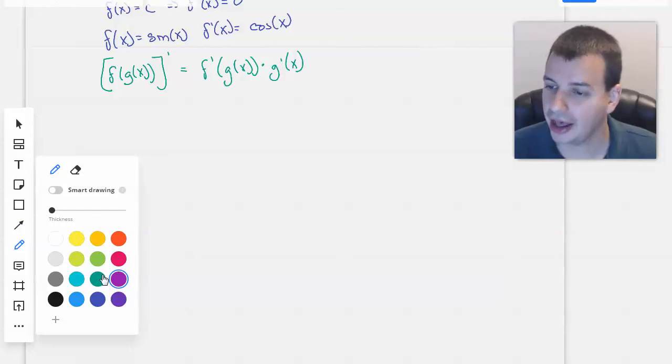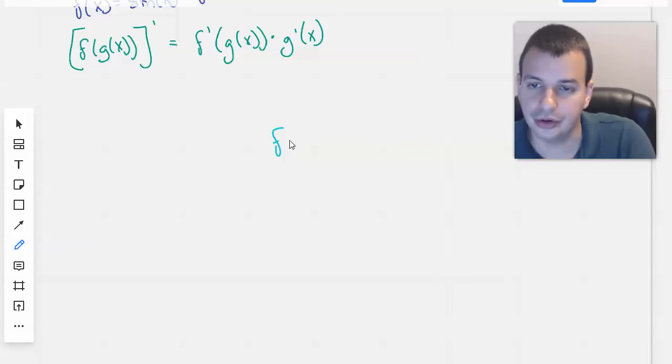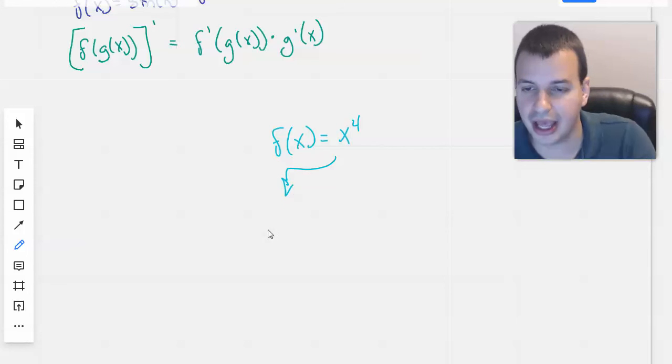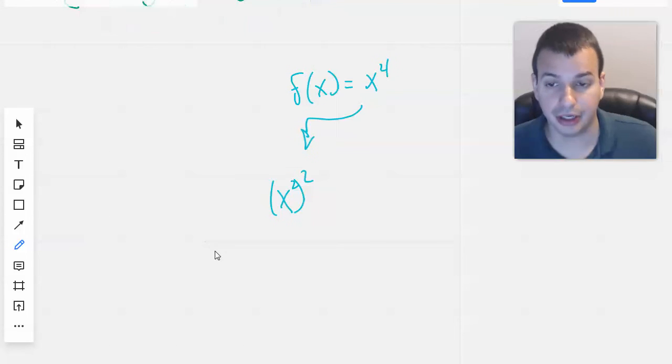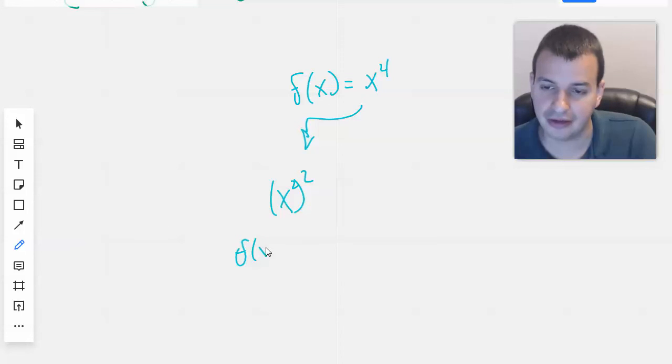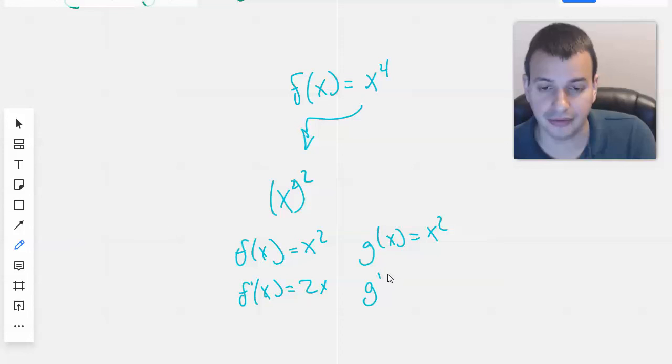So let's say here we have, light blue, definitely light blue. We have f of x equals x to the fourth. So first thing, we're going to look at this as x squared squared. And so we're like, okay, this is a chain rule problem right here. So this is going to be f of x equals x squared. g of x also equals x squared. f prime of x equals 2x. And g prime of x equals 2x.